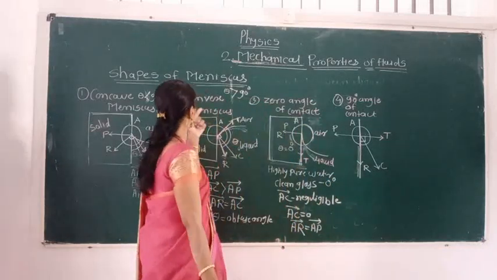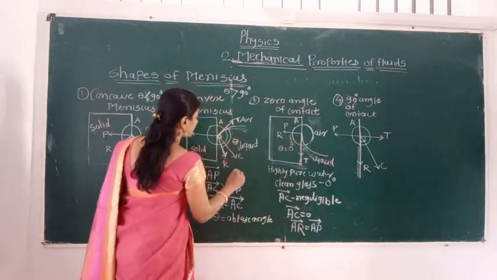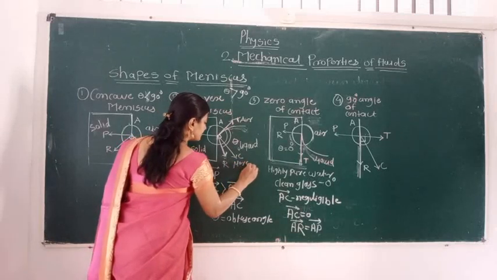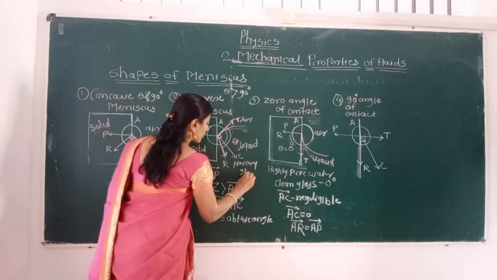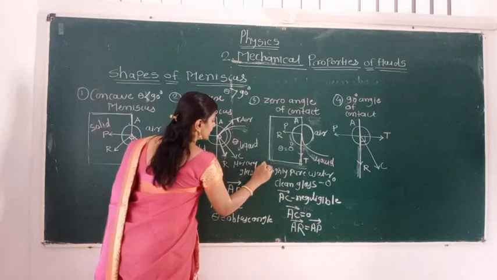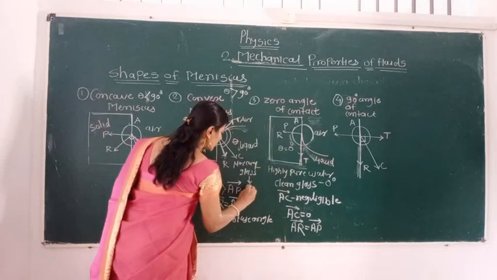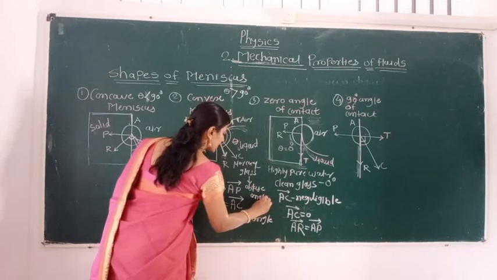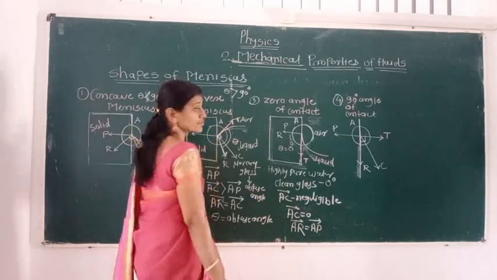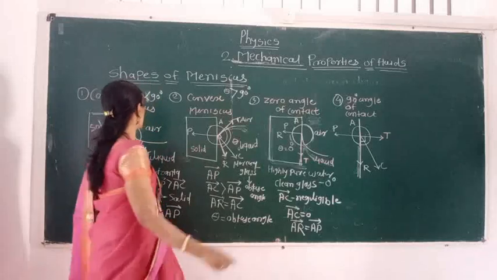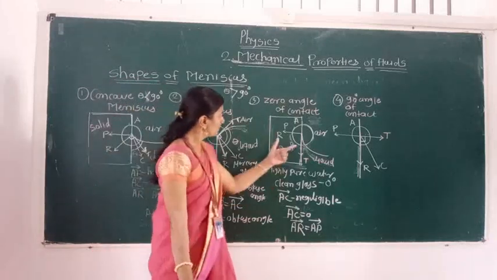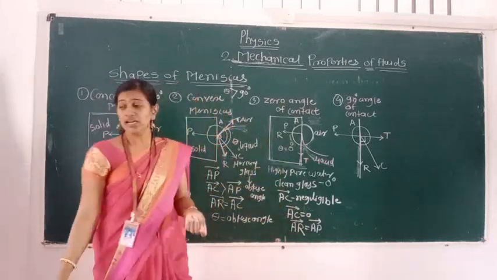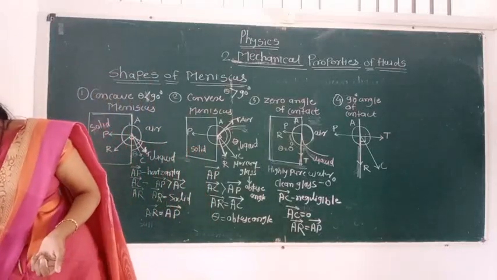See there, for mercury and glass, we can say that angle is an obtuse angle. Here we are taking the example of kerosene and glass, where the angle is acute. In such a way we have completed the third part, the angle of contact.